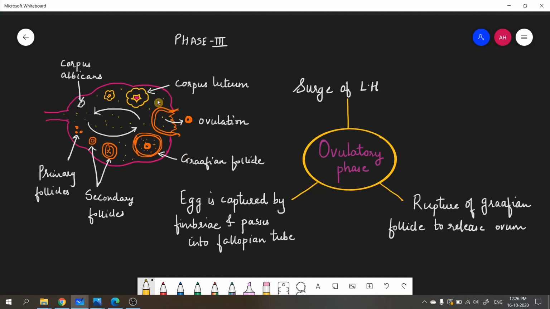Now I'm going to talk about the corpus luteum here, which is more relevant in the next phase. So once the Graafian follicle releases the ovum, the empty Graafian follicle is converted into the corpus luteum. You can see this is the corpus luteum, and then the corpus luteum gradually degenerates to form the corpus albicans, which is a whitish scar that is formed. I will talk about the role of the corpus luteum and corpus albicans in the next phase.